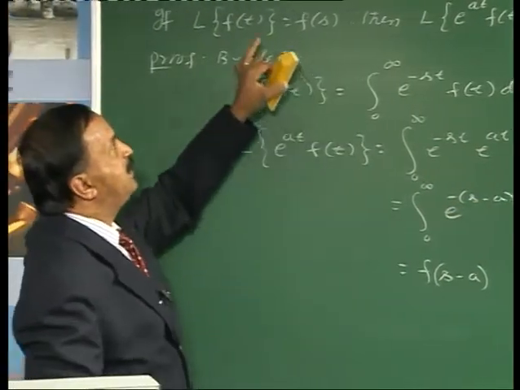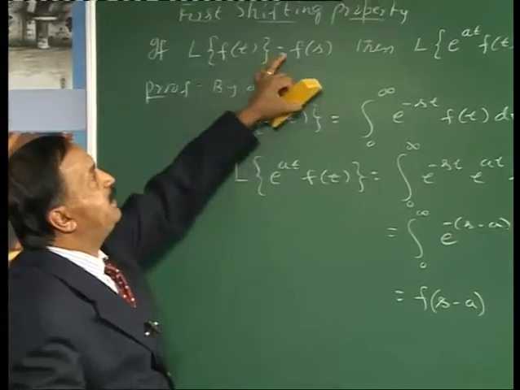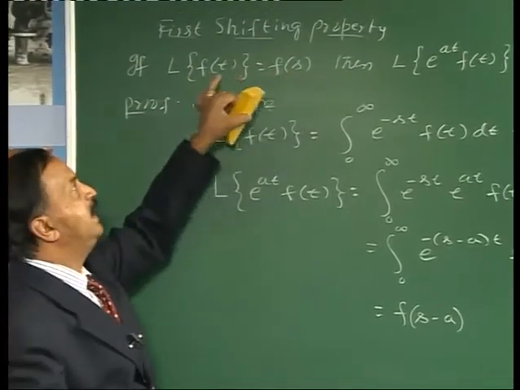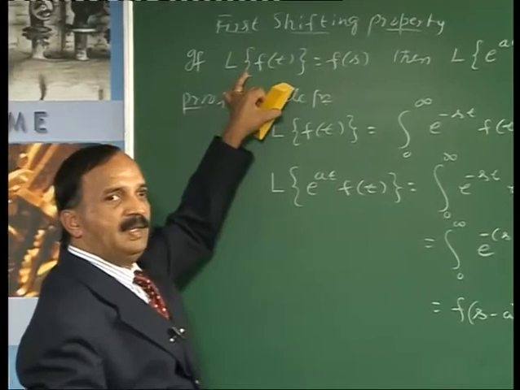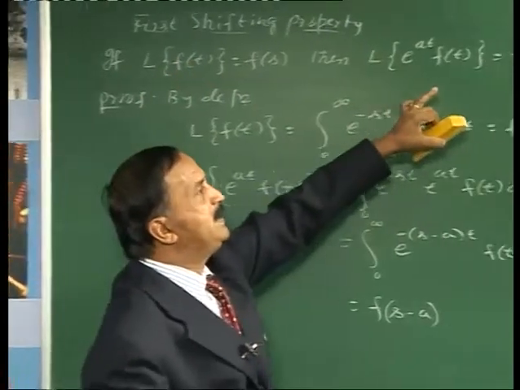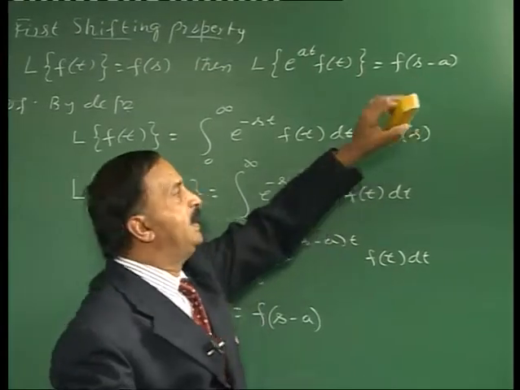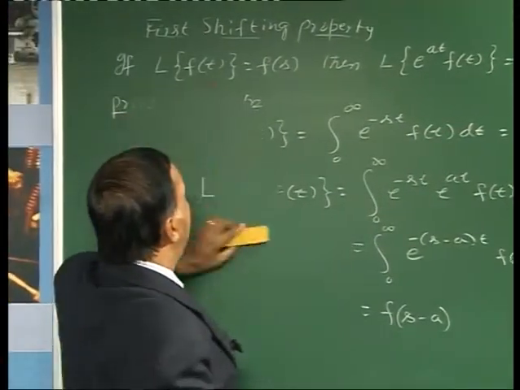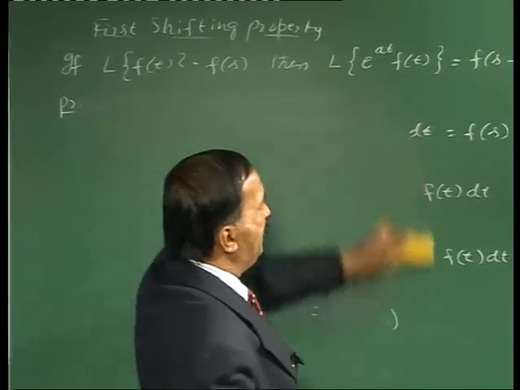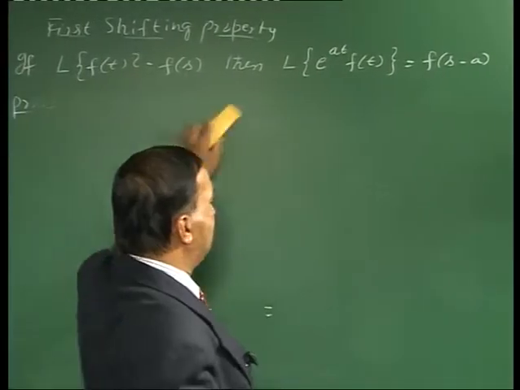So the meaning of this property is: if L of f of t equals F of s, then if you write e to the power of a t here, immediately you should replace s by s minus a. That is the meaning of this property. So by using this property, we can write some of the standard results.